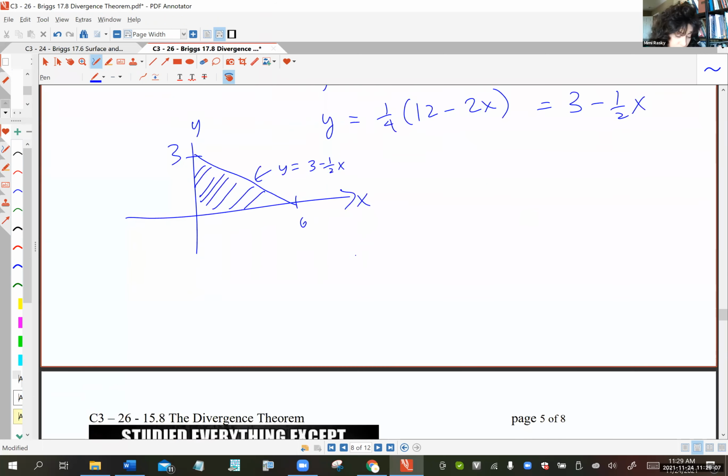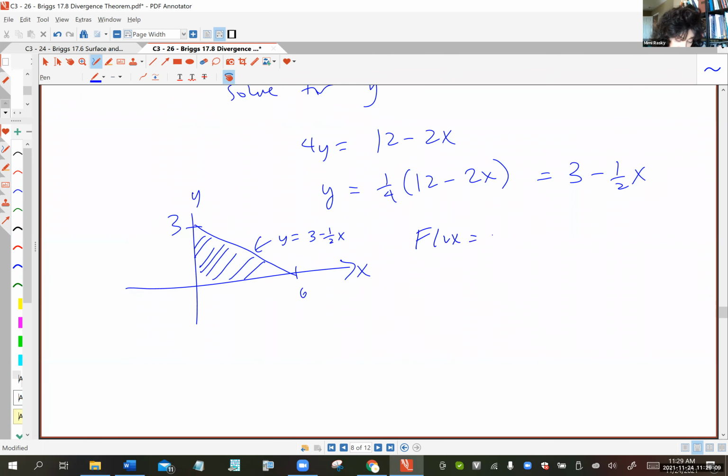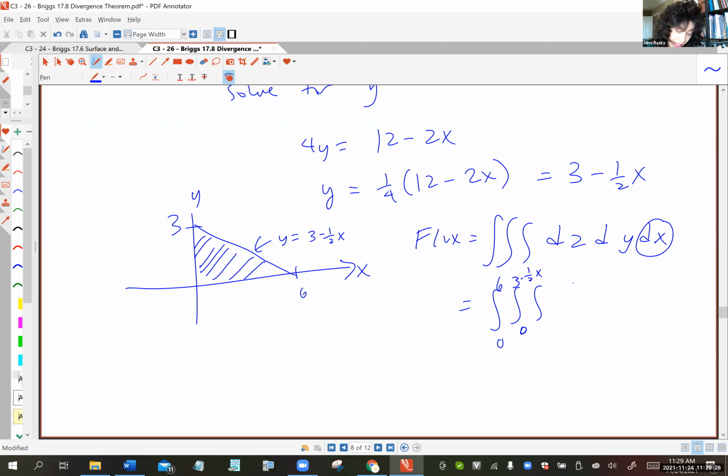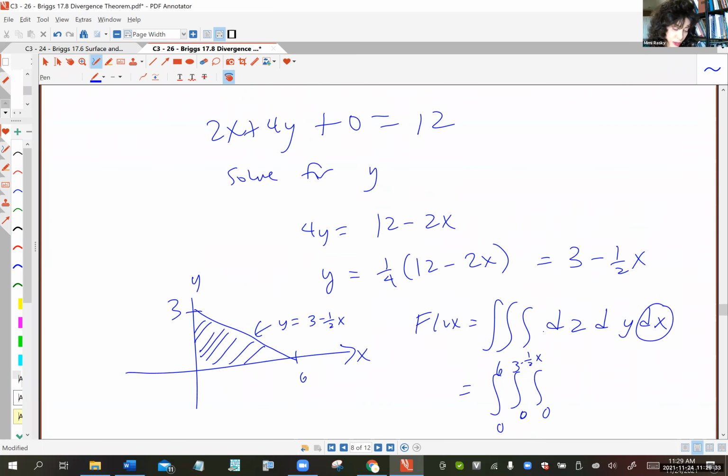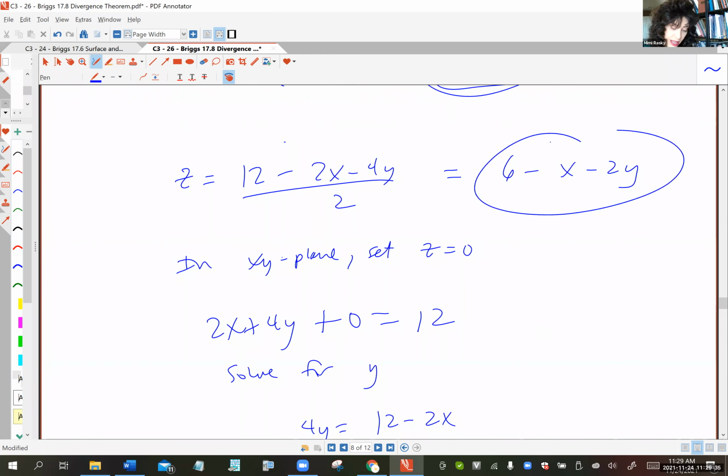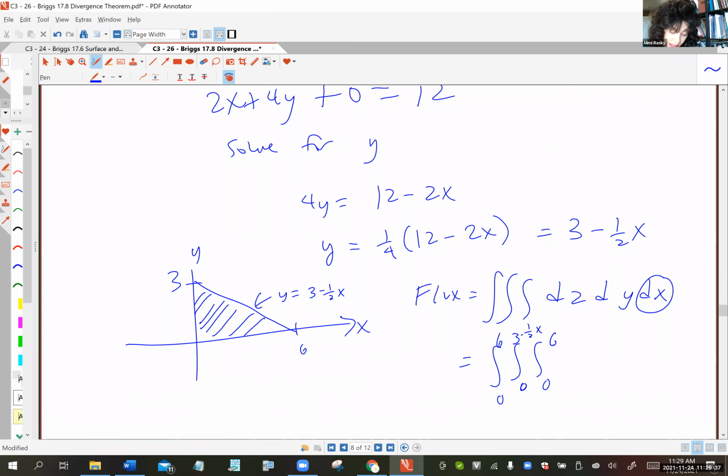So now what you can figure out is your flux is going to be triple, triple, triple. I'm going to choose dz, dy, dx as my favorite order of integration. And so what do I know about x? The outer limits will be 0 to 6. The middle will be 0 to 3 minus 1/2 x. And z goes from the xy plane, which is z equals 0, to, what was our z equation? That guy right there, 6 minus x minus 2y. So there we have it.